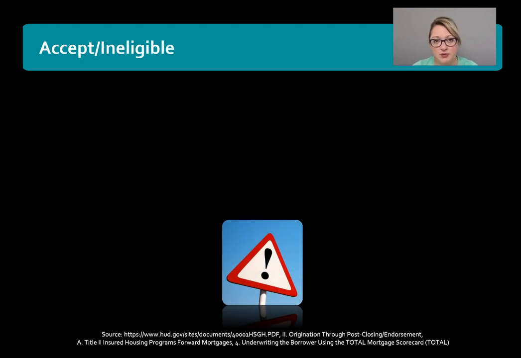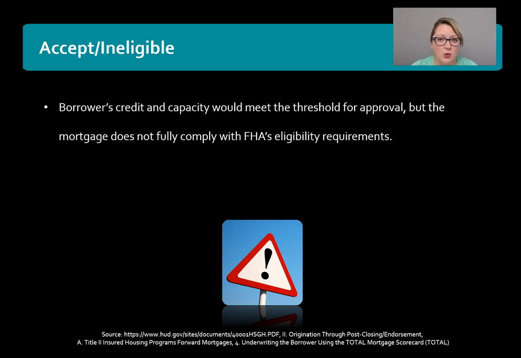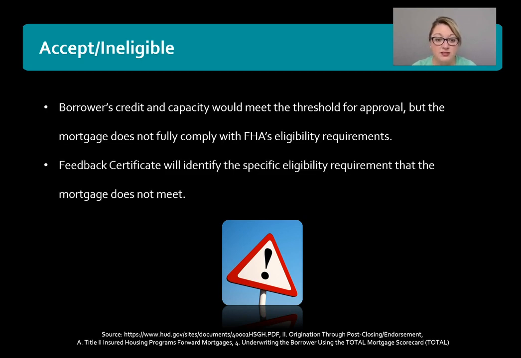The second type of response that you may receive is an accept ineligible. So what does this mean? Well, it's saying that the borrower's credit and capacity may be okay and meet the threshold for approval, but the mortgage doesn't fully comply with FHA eligibility requirements. So there's something about the application that's not meeting FHA requirements. The good news is that within the feedback, you're going to get a reason. You should get a specific eligibility requirement that the mortgage does not meet, and see if it was an input error or something that can be corrected with documentation.